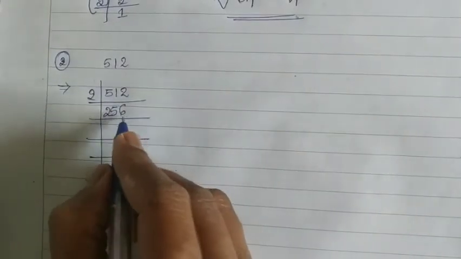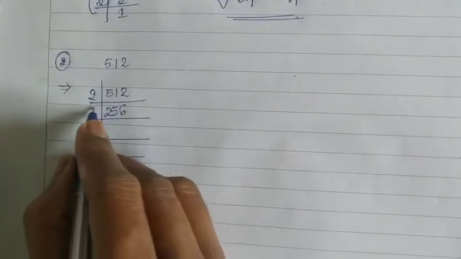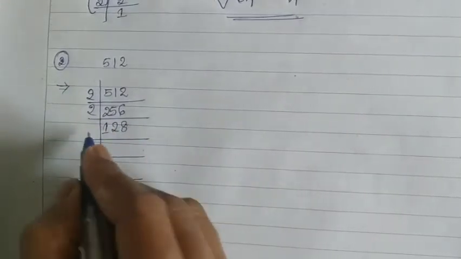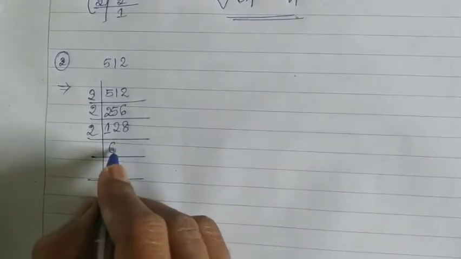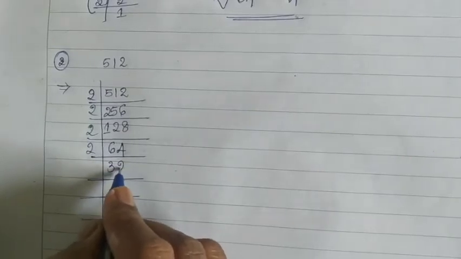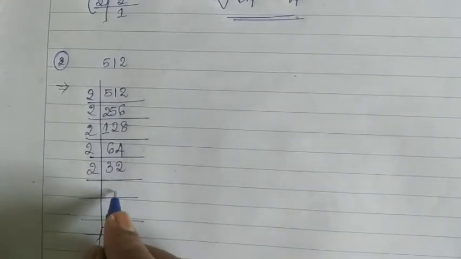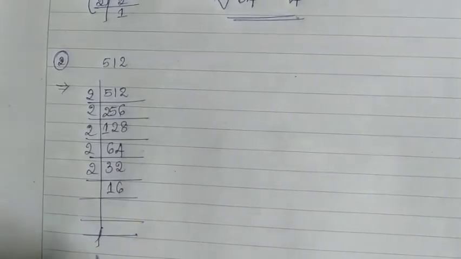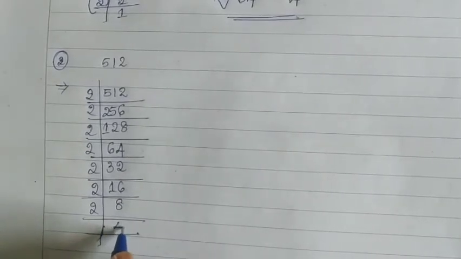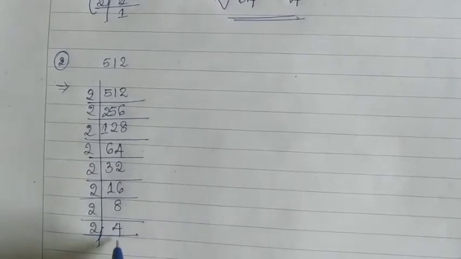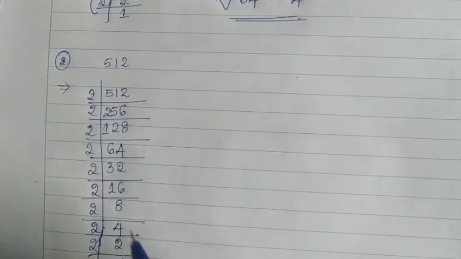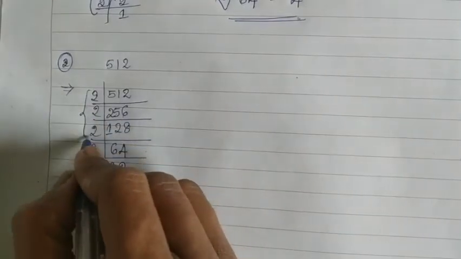2 6s are 12. Again from 2, 2 1s are 2, 2 2s are 4, 2 8s are 16. Now from 2, 2 6s are 12, 2 4s are 8. From 2, 2 3s are 6, 2 2s are 4. From 2, 2 1s are 2, 2 6s are 12. From 2, 2 8s are 16. From 2, 2 4s are 8. Again from 2, 2 2s are 4. From 2. Now grouping the numbers in threes like this.